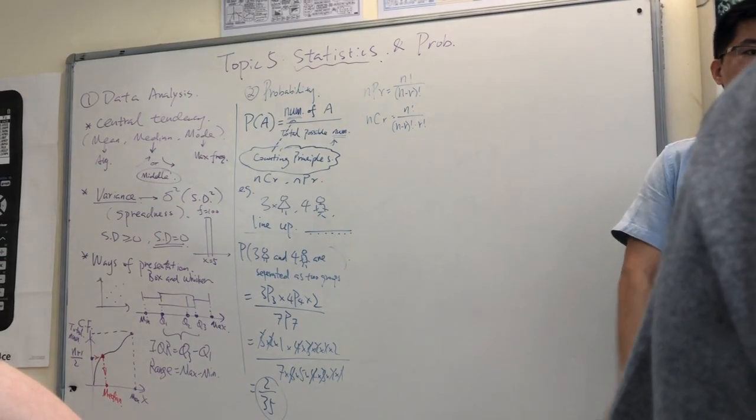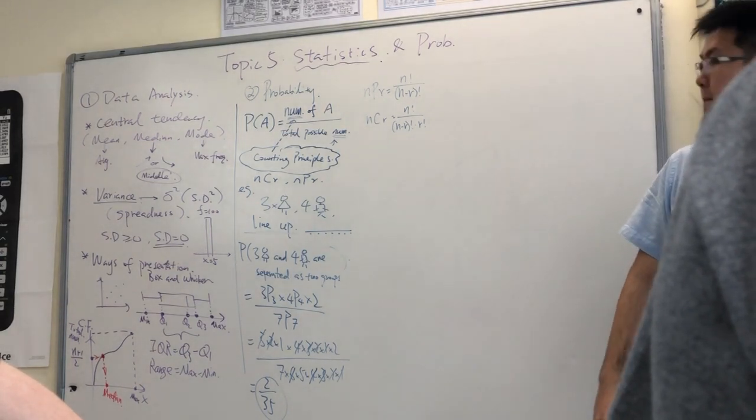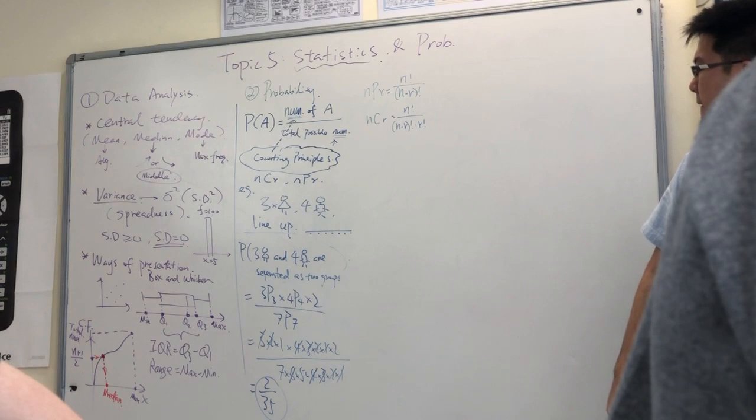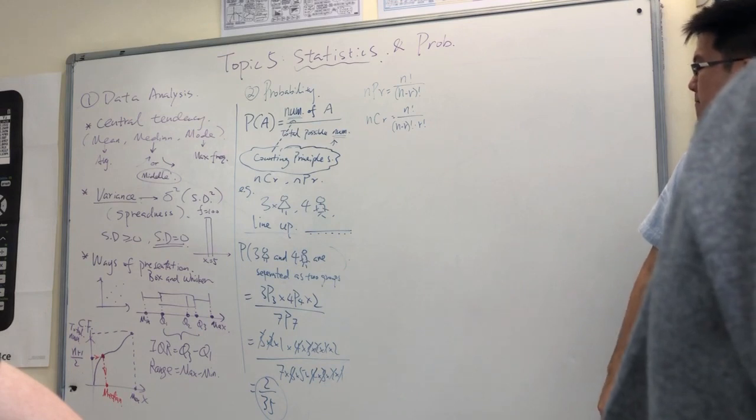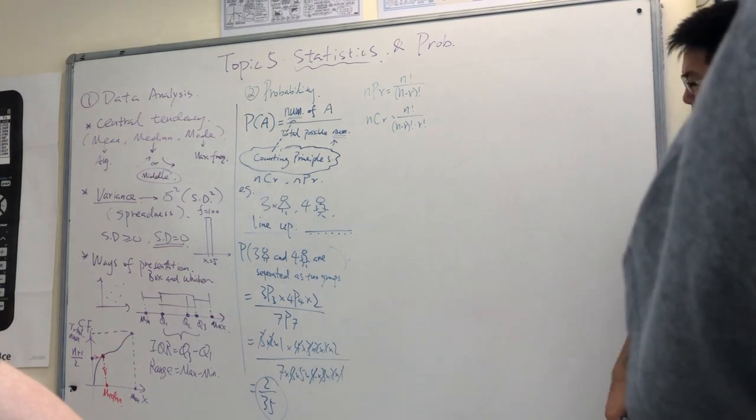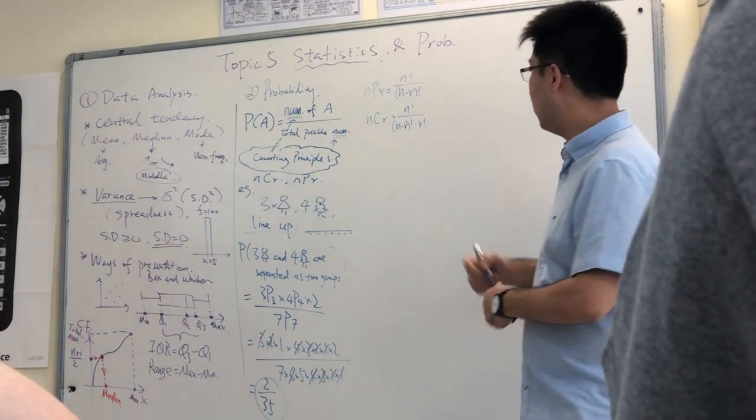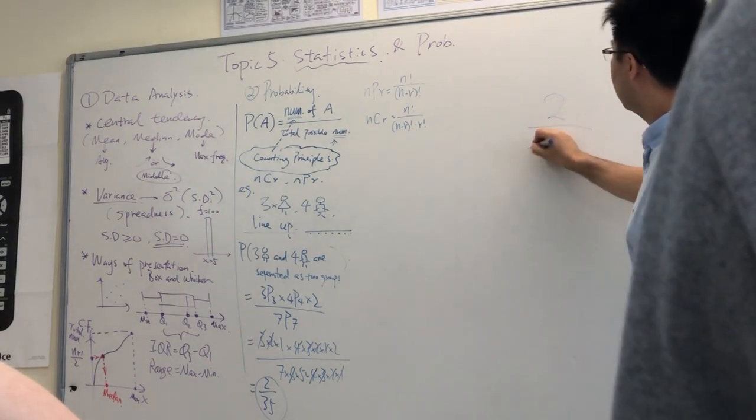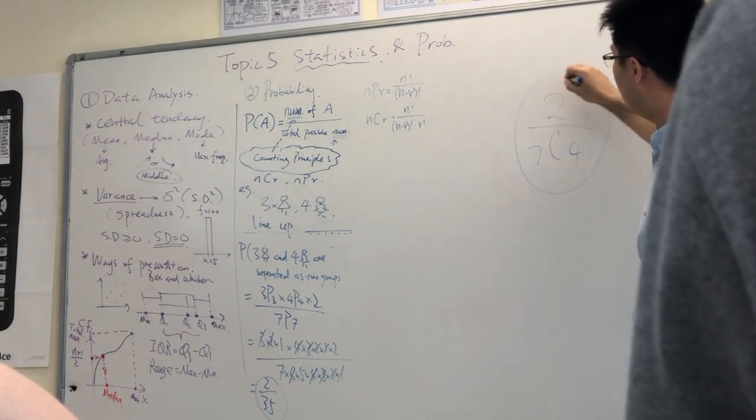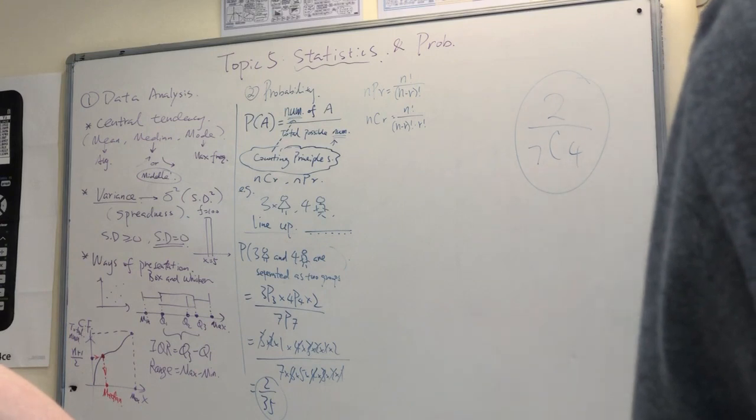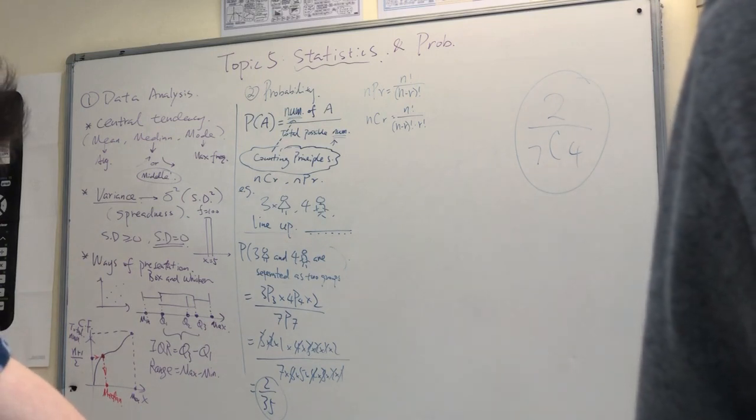Oh, by the way, why wouldn't 2 over 7c4 be wrong? 2 over 7c4. Yeah. Why is that? Because for this question, right? Okay, can you explain 2 over 7c4? What's the meaning of 2? What's the meaning of 7c4? Wait, I thought I got 7c4.